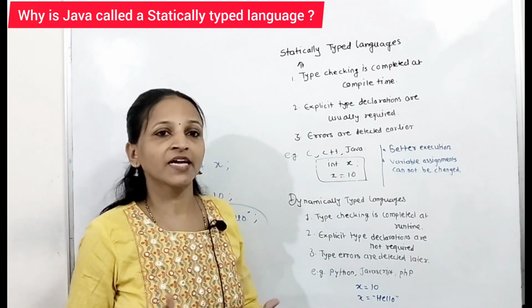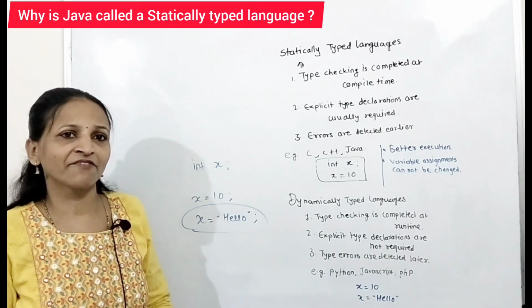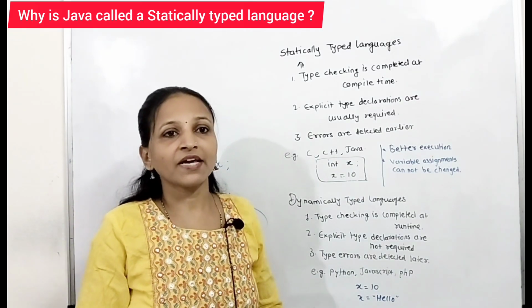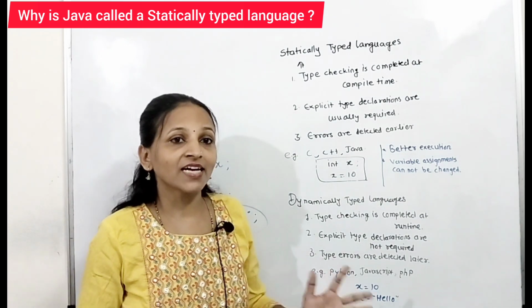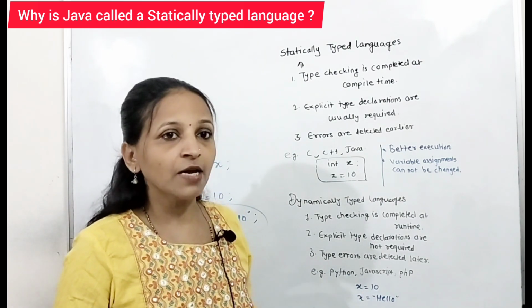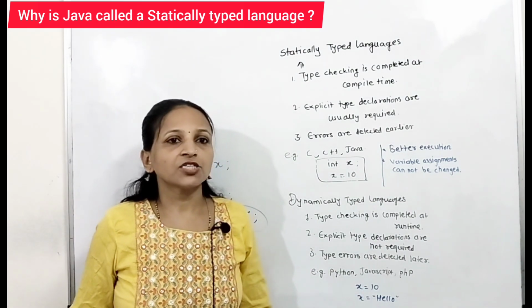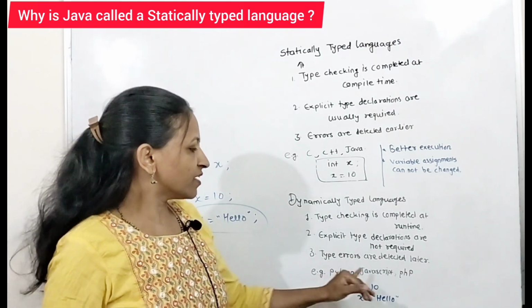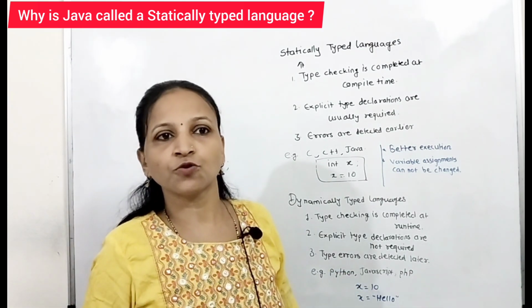Again in JavaScript, again in PHP, meaning in dynamically typed languages, the type checking is completed at the time of execution, at runtime. Again, explicit type declarations are not needed, not required. Type errors are detected at the time of execution only.